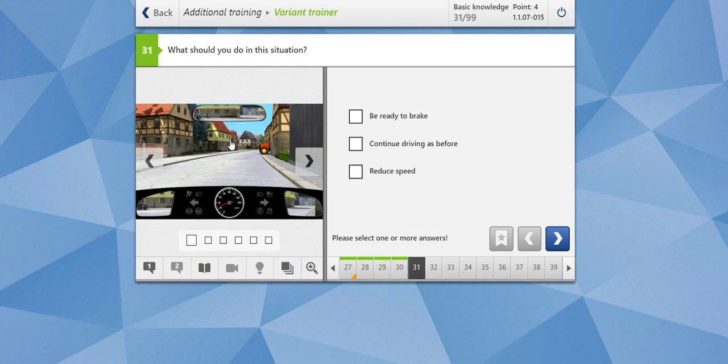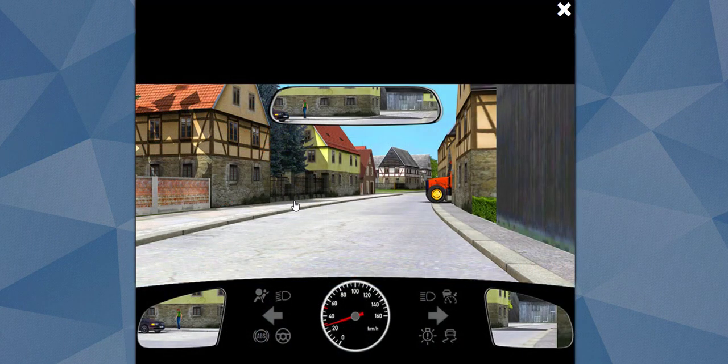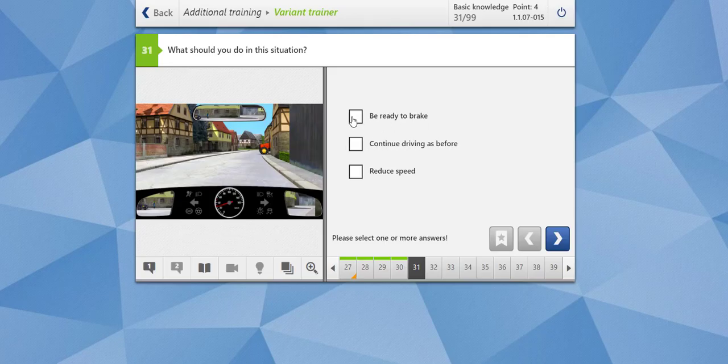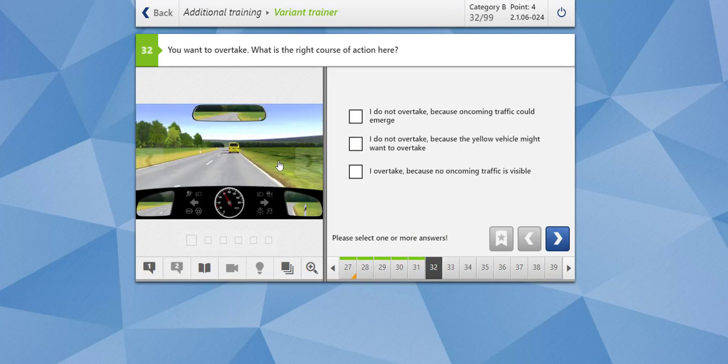What should you do in this situation? So what do we see over here? We are traveling at 30 km per hour and there is a tractor which is coming out from this farm. Be ready to brake? Yes. Continue driving as before? No. Reduce speed? Yes. So you have to be ready to brake and reduce speed because it might happen that this guy has not seen you. Then you should be attentive. Let's check the answers. Our answer is correct.